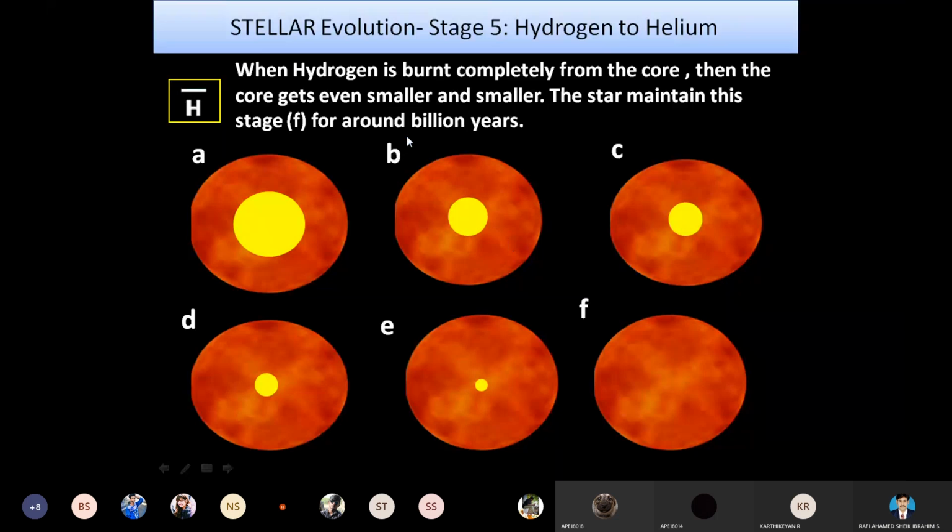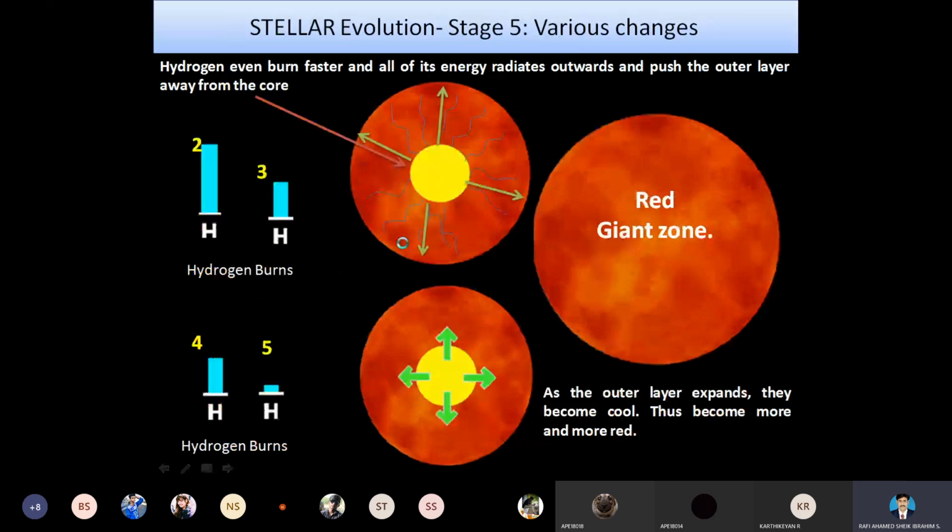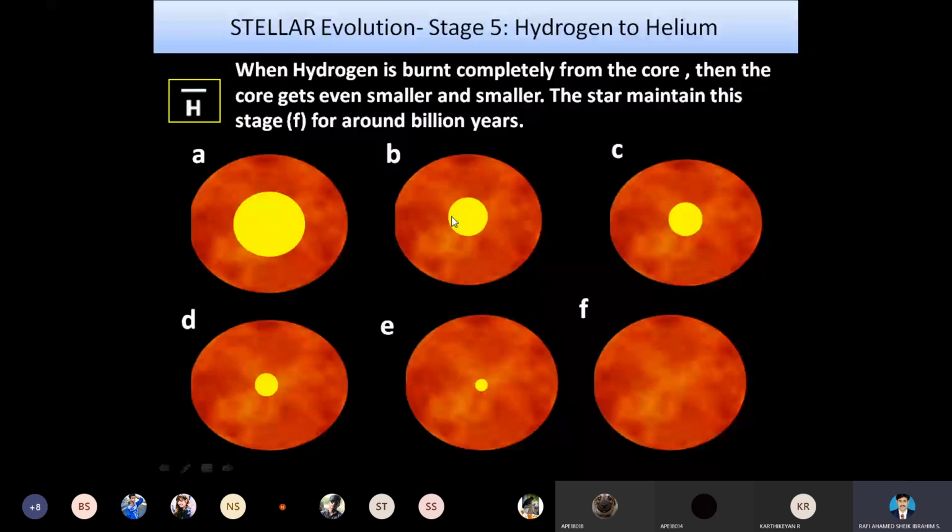In a similar way, see how the core size decreases. Initially it's huge, since the hydrogen level is more. When the hydrogen level decreases, the core is further reduced, and finally, in stage F, the last stage, the star is maintained for around billions of years. It will be maintained in this stage even when the hydrogen fuel is completely burned. It will maintain this stage for billions of years.